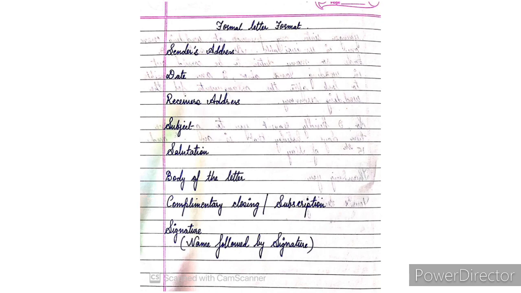Then comes your date. Whatever the date you're writing, like if you're writing today, you will write today's date. Then comes the receiver's address. The person to whom you're writing the letter, you will write down the address of that person. Like for any organization, if you're writing to the principal, you write down the address of the school. Then comes your subject. For what reason are you writing the letter? So it has to be of one line. Whatever the subject is.